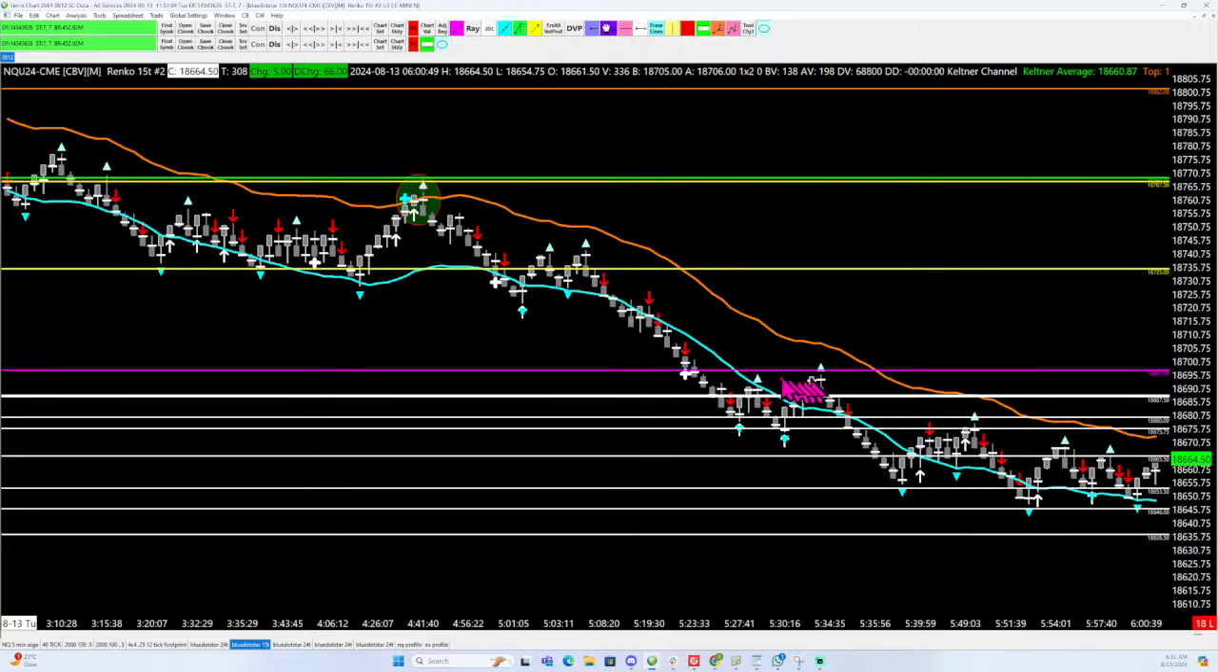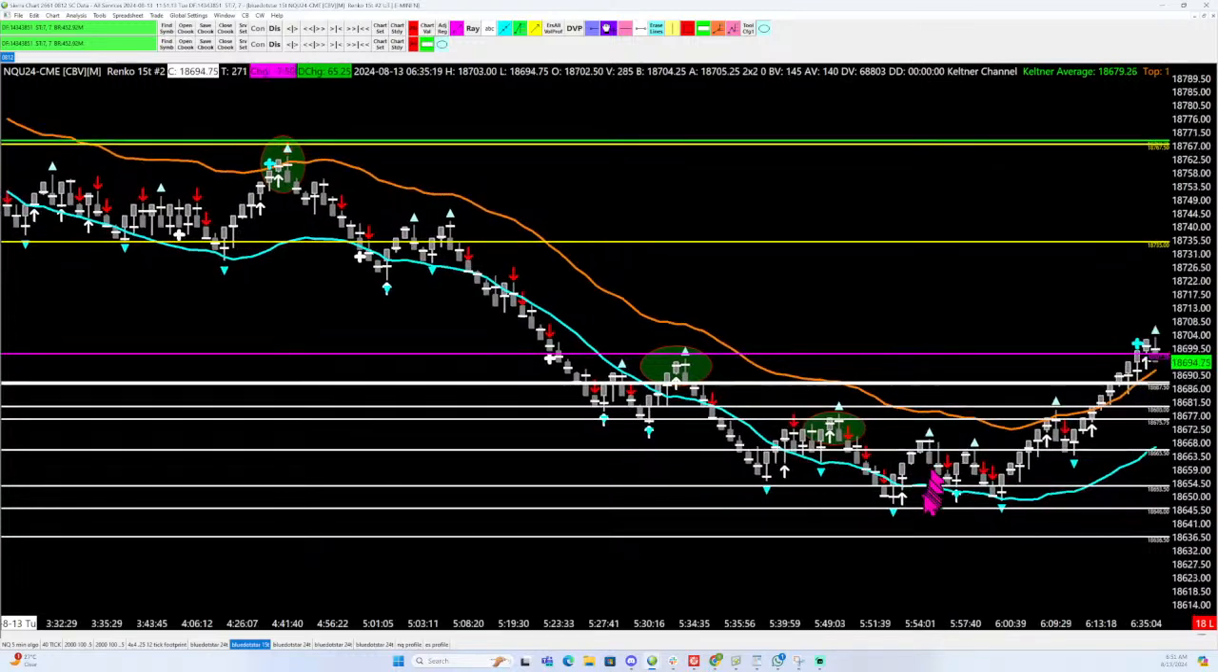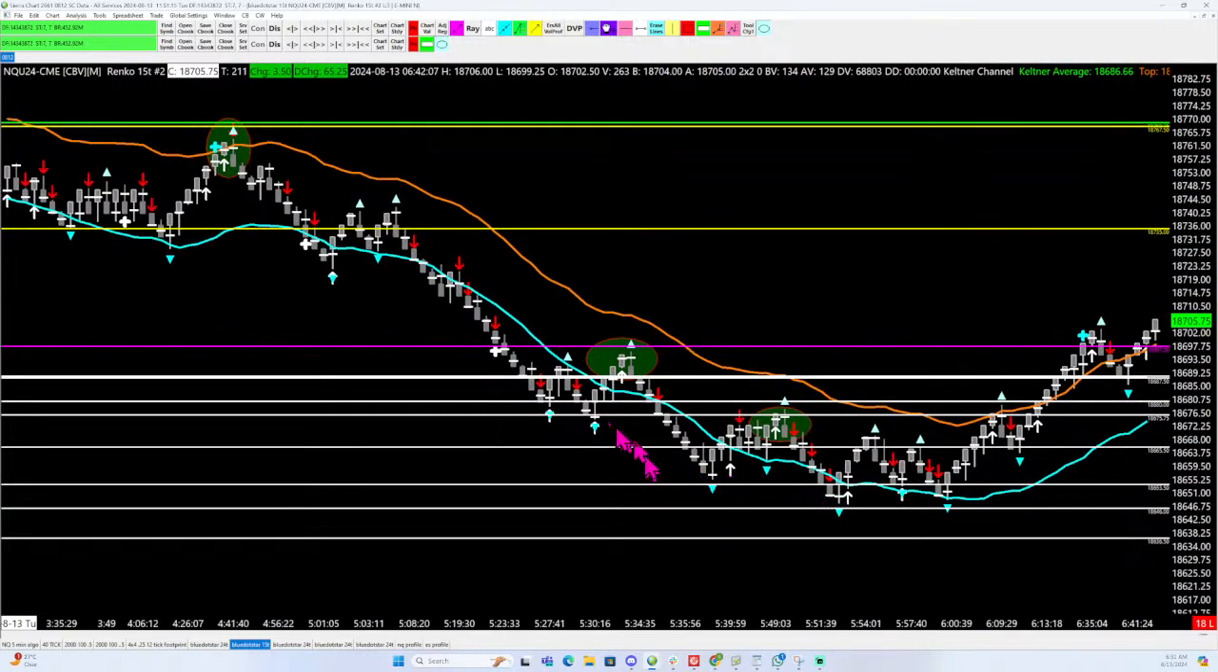I wouldn't have taken it. It's just not high enough up in the channel for me to take this trade. It worked. That's okay. Same with this. It worked. I wouldn't have taken it. I would have taken this right here. I'd have been stopped. I would have taken this. This is a net break even because of the stop.